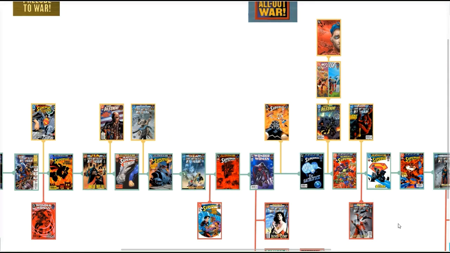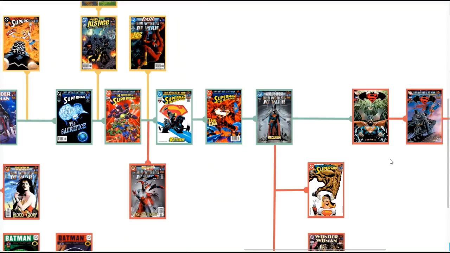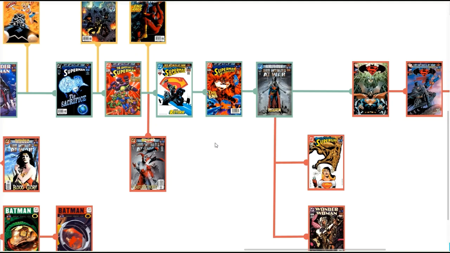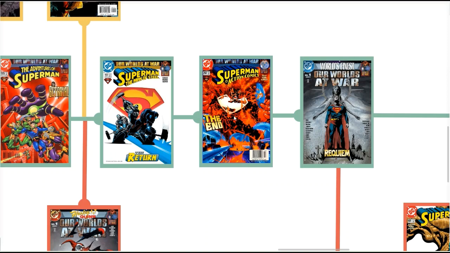So just zooming out for a moment, let's have a look at where we are. Sorry, too much. What we have here are the final few issues. So we have Action Comics 782 here. This is the next one after Man of Steel 117. This is essential, and this is basically the finale of the whole thing.